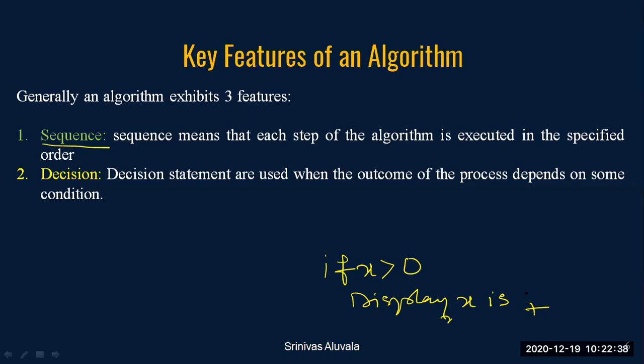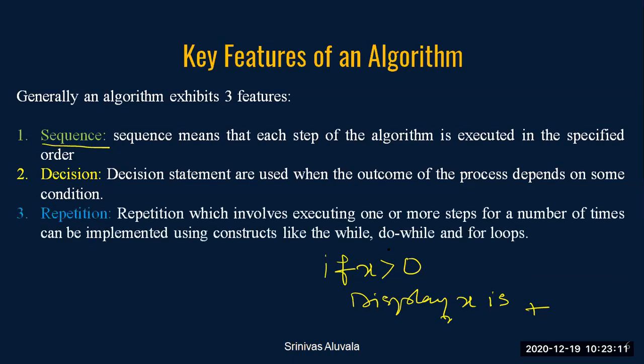But the steps don't fall in sequence. The steps can fall based on the condition. They can jump, or the flow can be shifted from one step to another step based on the condition. So my algorithm can exhibit a feature that is the decision, a condition-based feature.